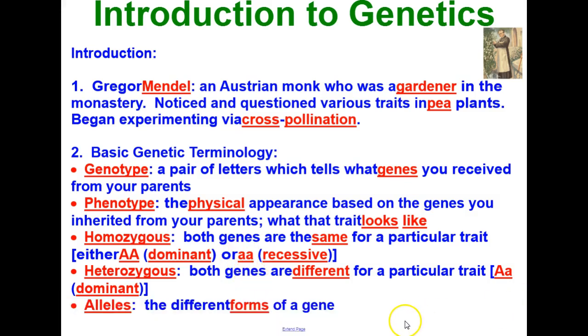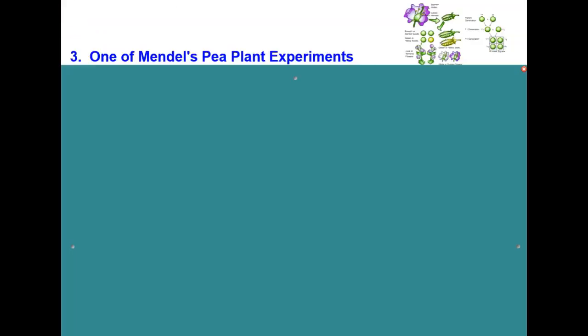Our last term on our basic genetic terminology is the term alleles. And alleles are the different forms of a particular gene. All right, next let's take a look at one of Mendel's pea plant experiments.